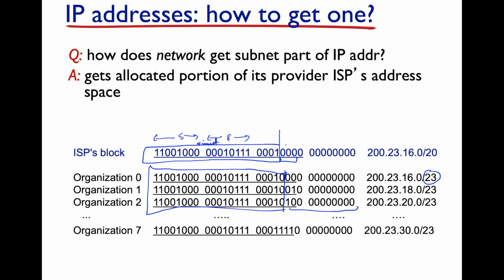All right, so now we have 8 of them. You'll notice organization 0 has 0, 0, 0 for these 3 bits. This has 0, 1, 0 for those 3 bits. This has 1, 0, 0 for those 3 bits. And so here, the subnet is just a continuation of chopping up the address space from the ISP's block.